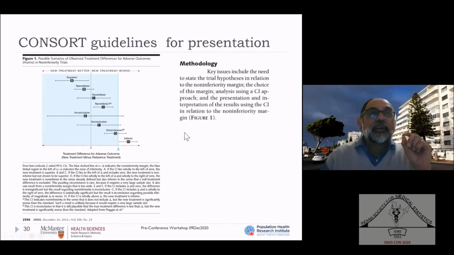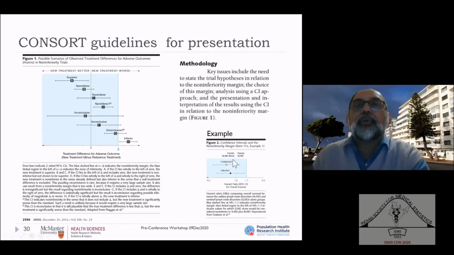But anyway, the CONSORT guidelines for non-inferiority trials say that the key issues that must be presented include the need to state the trial hypothesis. That's why I started by mentioning the trial hypothesis. And the non-inferiority margins. So given that little plot of the non-inferiority margins, the choice of this margin, how did you come out doing it? And then analysis using a confidence interval approach. So it is usually preferred that the reporting of non-inferiority trials is not with a p-value. It is with the confidence interval and the presentation and interpretation of the results using the confidence interval in relation to the margins. So that's why I was emphasizing from the beginning, you need to think about non-inferiority trials in terms of confidence intervals and their relationships to the margins, okay?